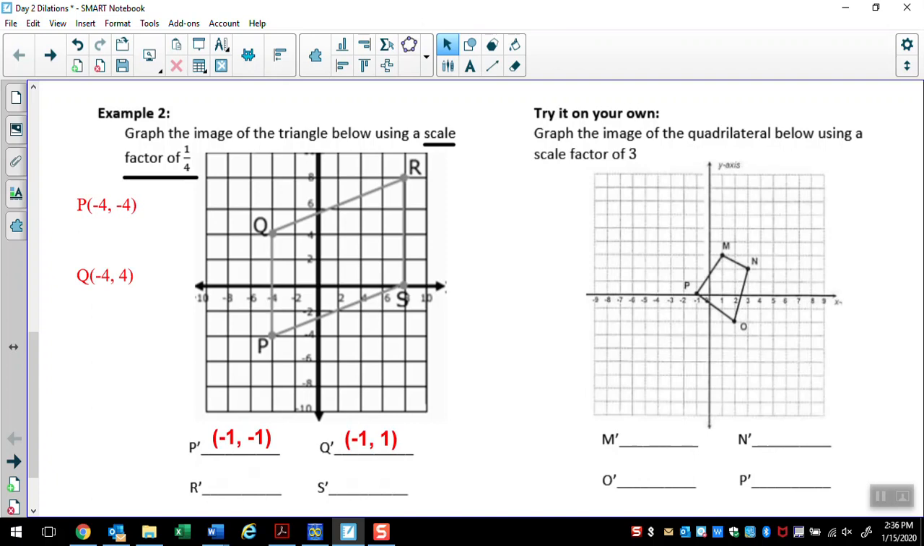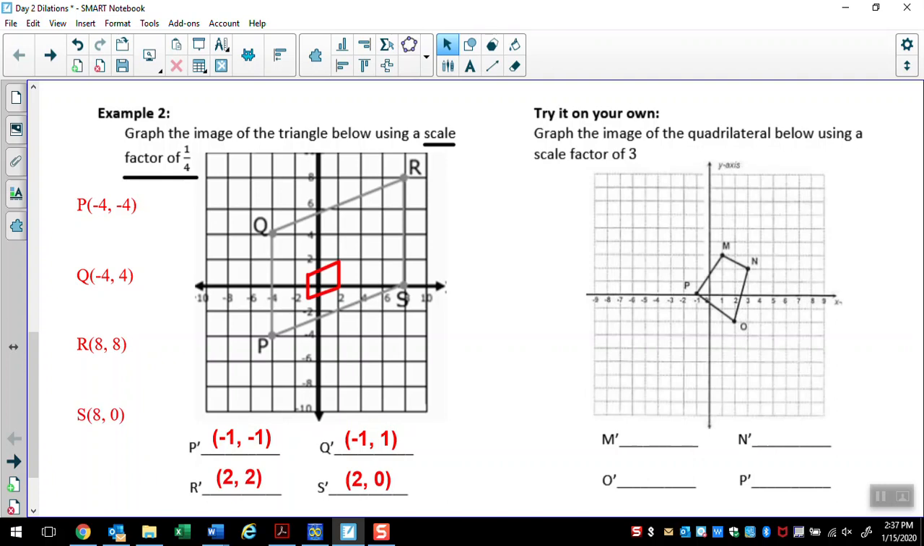And for R, that point is currently at 8, 8. If I divide both of those by 4, we're now at 2, 2. And then for point S, that point currently is at 8, 0. So when I divide both of those by 4, we end up at 2, 0. So when we go to actually graph that, it's going to look like this.